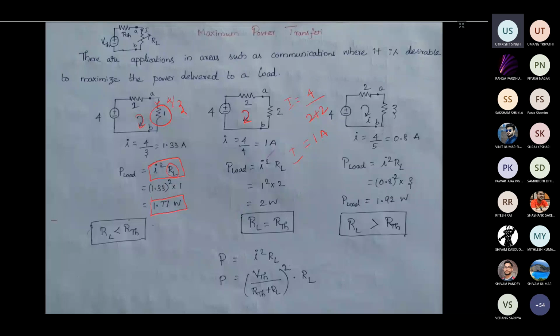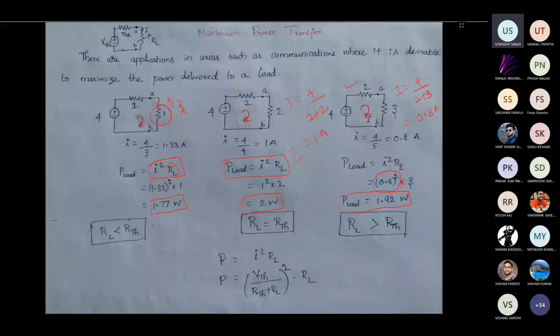So here you can see that if you find the power dissipation across the load, it is coming as 2 watts. Okay, then you see this third circuit. In this circuit, you are going to find the current. That current will be 4 divided by 2 plus 3. It is coming as 0.8 ampere. So if you square it, you will get 0.8 squared into 3, which is nothing but 1.92 watts.